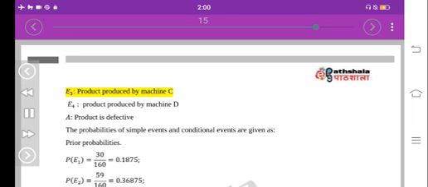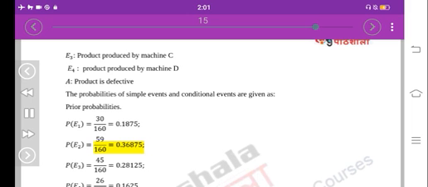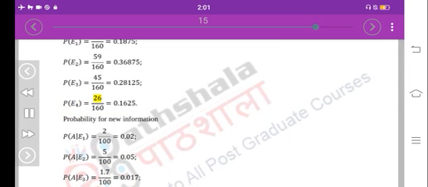E3, product produced by machine C. E4, product produced by machine D. A, product is defective. The probabilities of simple events and conditional events are given as prior probabilities. P(E1) equals 30/160 equals 0.1875. P(E2) equals 59/160 equals 0.36875. P(E3) equals 45/160 equals 0.28125. P(E4) equals 26/160 equals 0.1625.